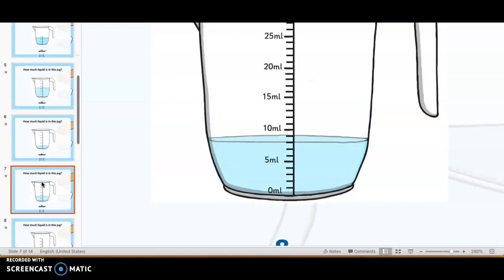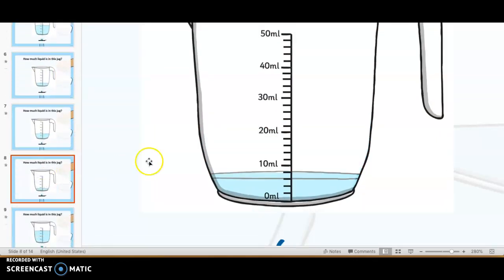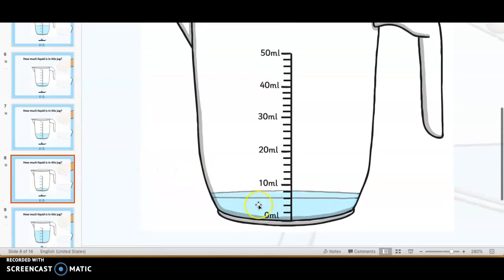So we will use this one. So we look at the known measurements again, so it's between 0 and 10. So this distance from here, from the bottom to here is 10 milliliters. And we have 1, 2, 3, 4, 5 intervals between that 10 milliliters. So now we go 10 milliliters divided by 5, which is 2. That means each of these distances here is 2 milliliters.